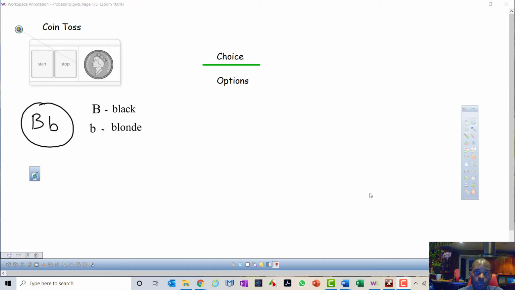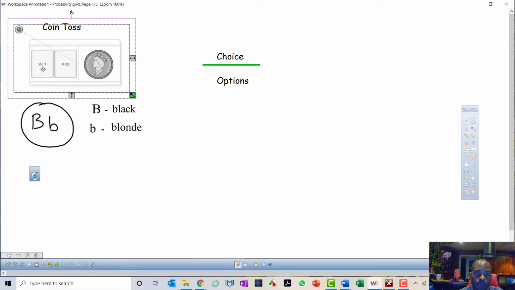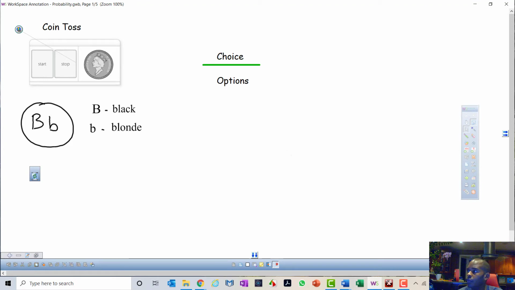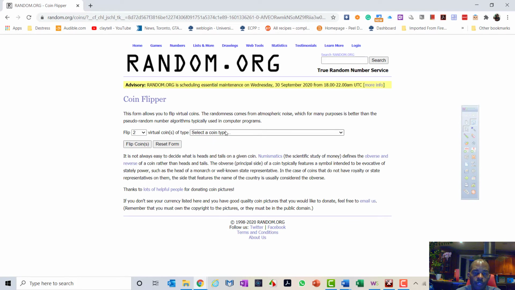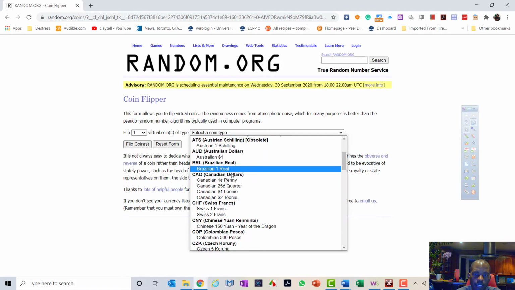So if you flip a coin, you know there's a chance that you might get heads, and there's a chance you might get tails. You can see that in this graphic I have here. And I will open up a website here that you can't see me doing at the moment. Random.org, coin flip. So this way you can see what happens when I flip a coin. On this website, which you'll be using for a number of questions in one of the assignments, you're able to choose as many coins as you want. So I'm just going to flip one coin for now, and let's select a Canadian toonie here.